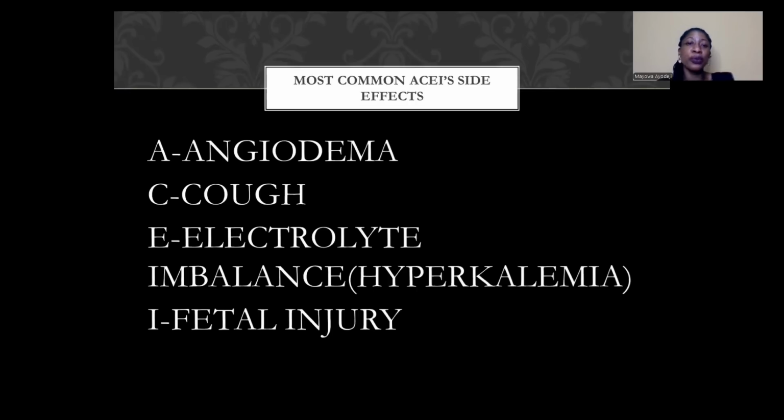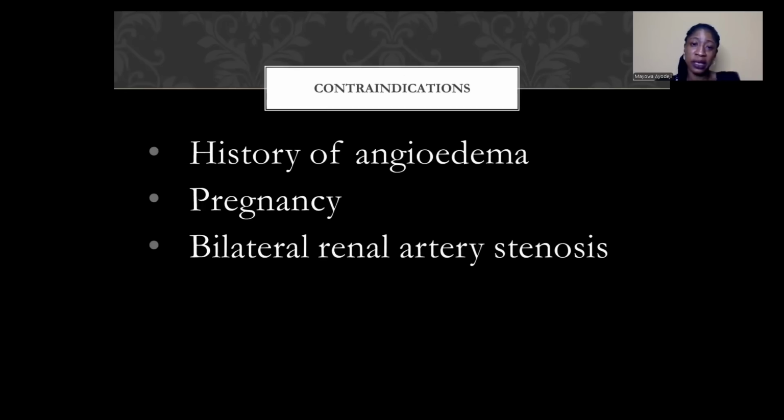So you have to continue to monitor the potassium level of these patients when they are on angiotensin converting enzyme inhibitors. Then it's contraindicated in pregnancy, because it can cause fetal injury. So you don't want to administer it to pregnant women, especially in the second and third trimester. Now, what are the contraindications? History of angioedema. If somebody has had angioedema, maybe as a result of any other condition, you don't want to administer it to them. You don't want to give it to pregnant women.